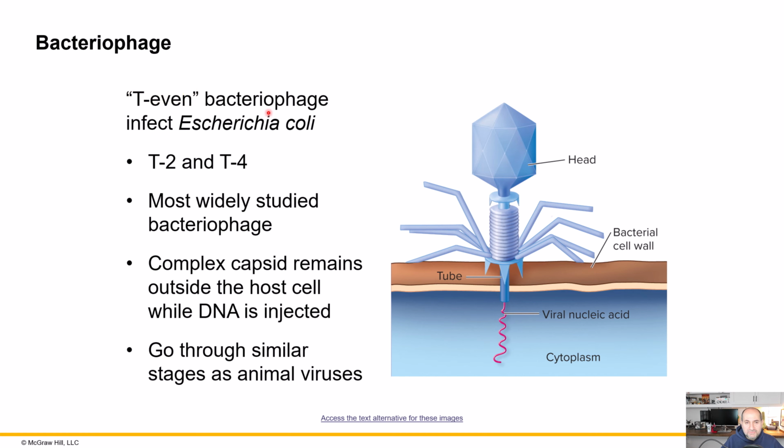These are bacteriophage or viruses that infect E. coli, Escherichia coli. They're known as the T-even phage because they have an even number. So for example, T2 phage or T4 phage. These are the viruses that have this complex capsid structure with an icosahedral head, a helical tail, tail fibers which serve as spike proteins, as well as tail pins here. Again, like most bacteriophage, these T2 and T4 bacteriophage contain double-stranded DNA genomes.